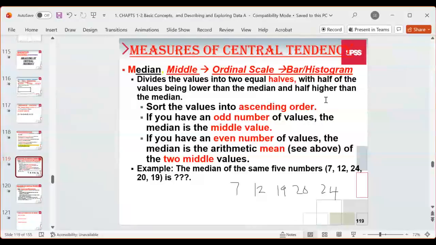So if I give you those numbers at the bottom, it says 7, 12, 24, 20, 19. First thing you do, you put them in order, right? 7, 12, 19, 20, 24. And what's the median? The middle. That is if they're odd. If they're even, like there's 5 numbers, that's odd. If you add another number, then you go for the 2 in the middle. You add them up, divide by 2.